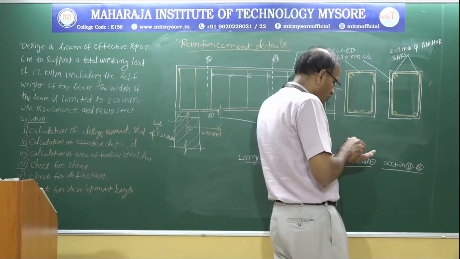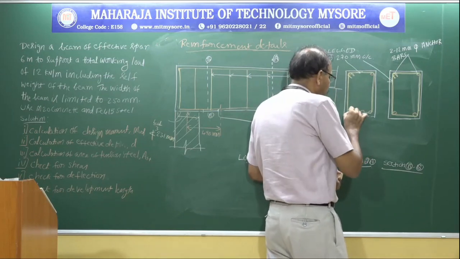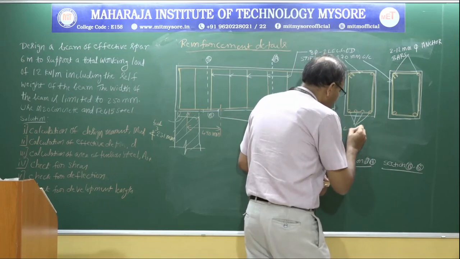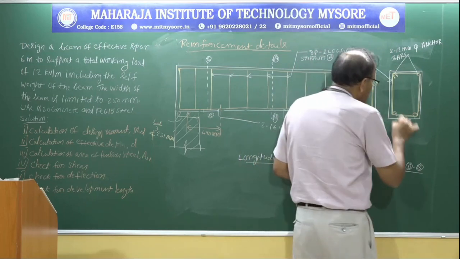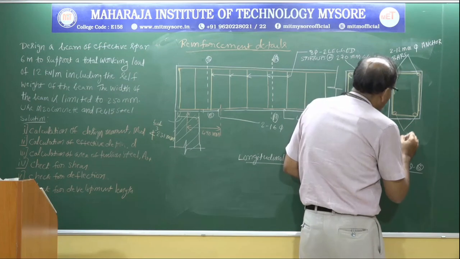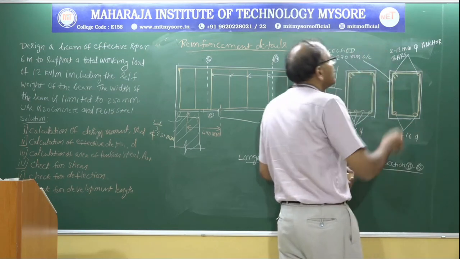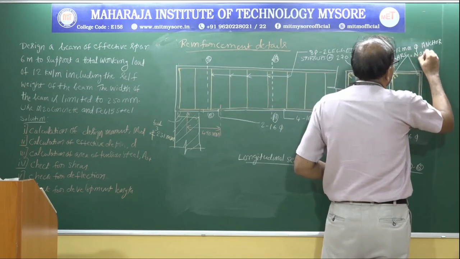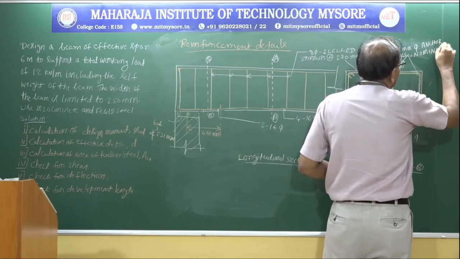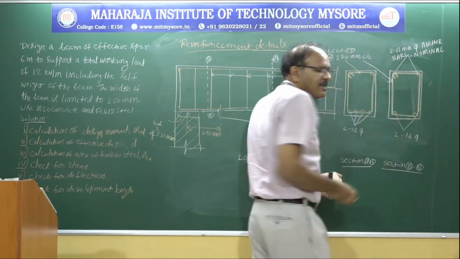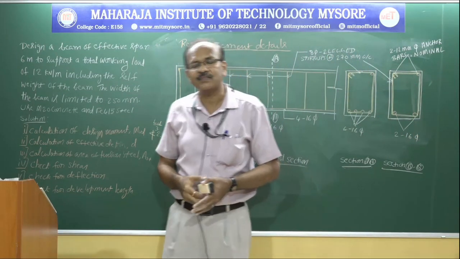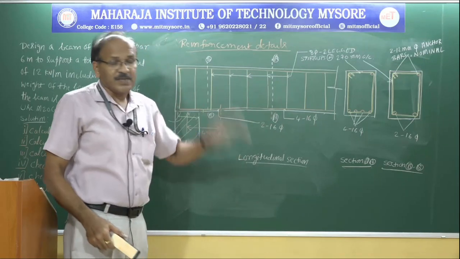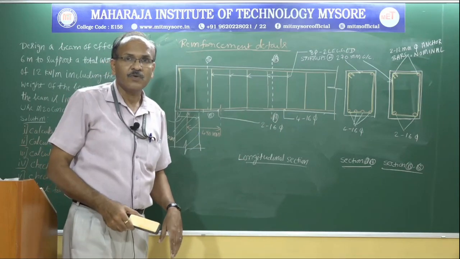So this is one more thing I forgot to write. This is 4 of 16 dia. This is 2 of 16 dia. So 2 of 12 mm dia anchor bars, nominal. Okay, we are not going to consider these 2 bars for any strength calculation. Okay, this completes the design. Okay, thank you.